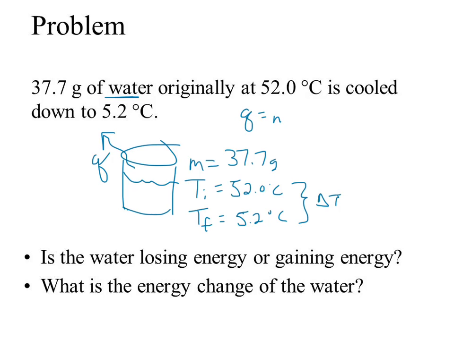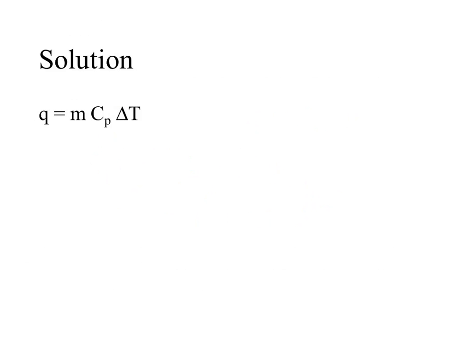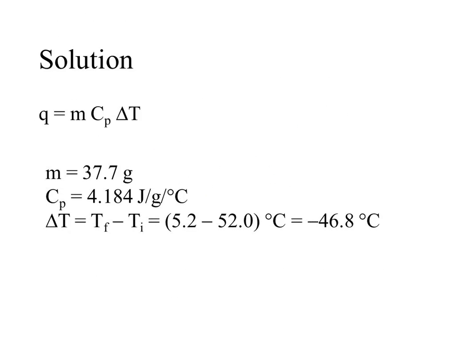Q is equal to MC sub P delta T. And we said we can get the delta T from here. The mass was given. How about this specific heat? Yep, 4.184 joules per gram degree Celsius. So you have to have that memorized. Exactly. So here is what I picked out on the other slide.